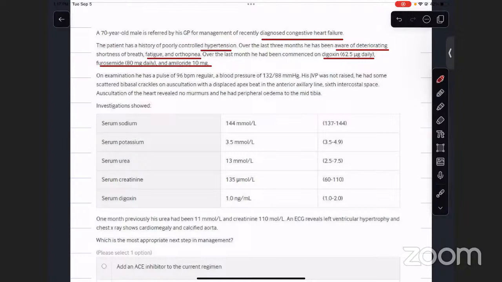these are the signs of heart failure. He has scattered bilateral crackles on auscultation, with displaced apex beat in the anterior axillary line, sixth intercostal space, that means cardiomegaly. Auscultation had no murmurs, and there is peripheral edema. So that means he was diagnosed with congestive heart failure already, and the underlying risk factor is hypertension, but symptoms are still poorly controlled. And also there are signs of heart failure.